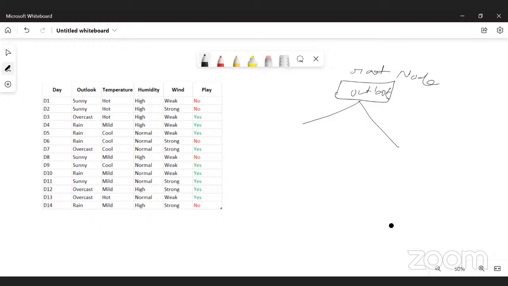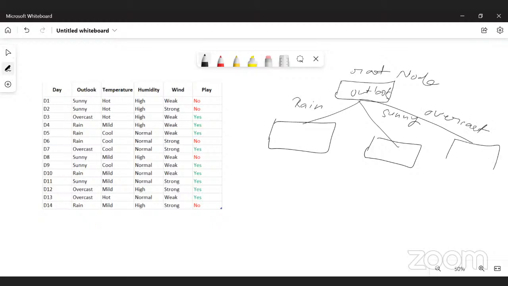So outlook takes 3 values, right? Sunny, overcast, and rain. If it is rain, all the data points come here in this node. If it is sunny, it comes into this node. And if it is overcast, all the data points come here. So look, D1, D2, D8, D9, D11, all these data points come here. D1, D2 belong to class no, and again no. So there are 1, 2, 3, 4, 5 data points here, out of which there are 3 no's and 2 yes, right? Okay, so this is sunny, not rain.